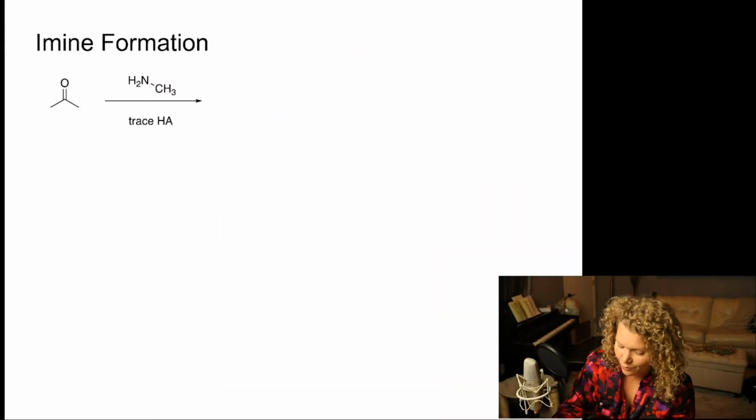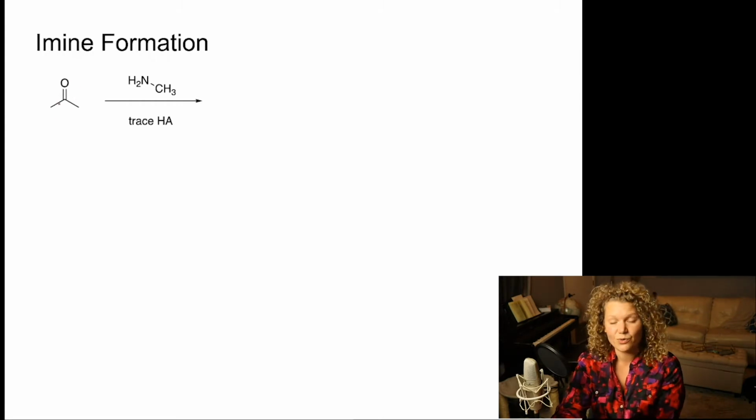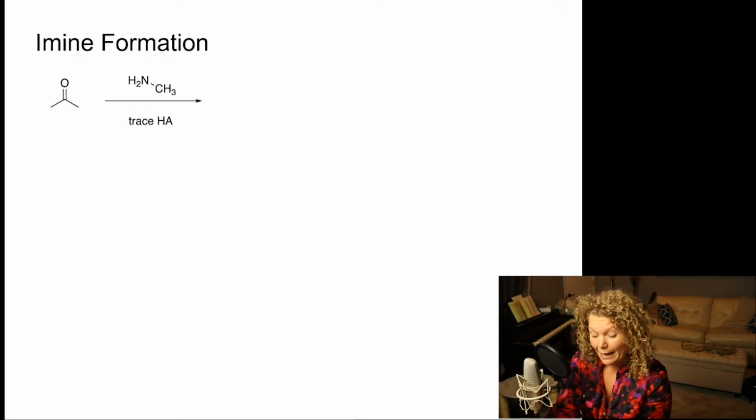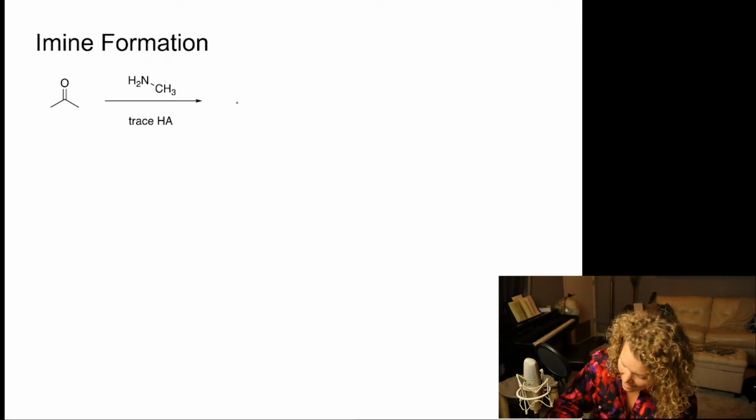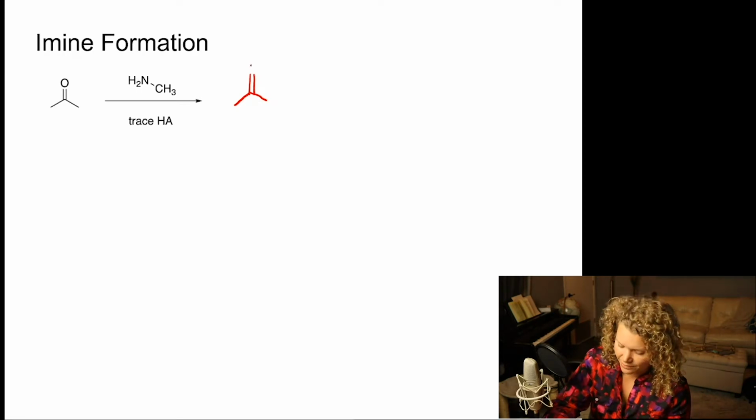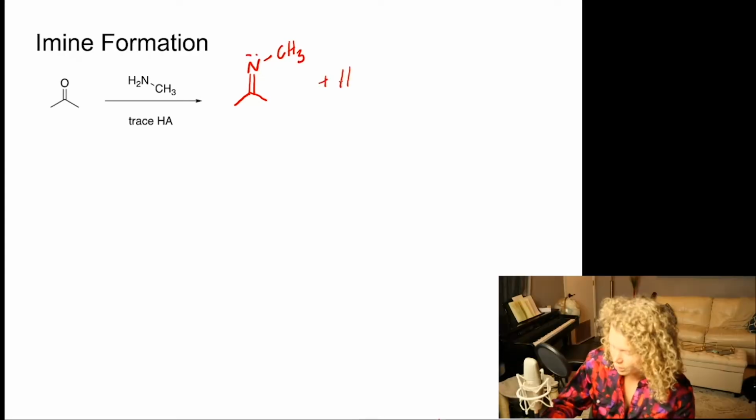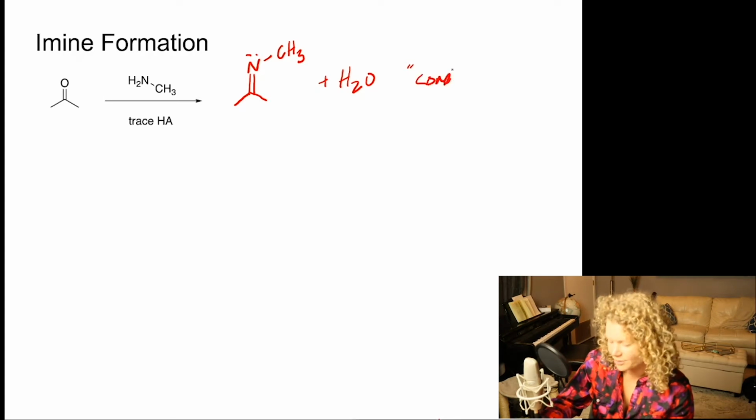So in this reaction, we have a carbonyl. Here we've got acetone as our starting material. We've got methylamine, a trace amount of acid. And then what will happen is that we will end up losing the oxygen of our carbonyl, and it will be replaced with the nitrogen of the amine. We're going to be losing water, and we consider this a condensation reaction.